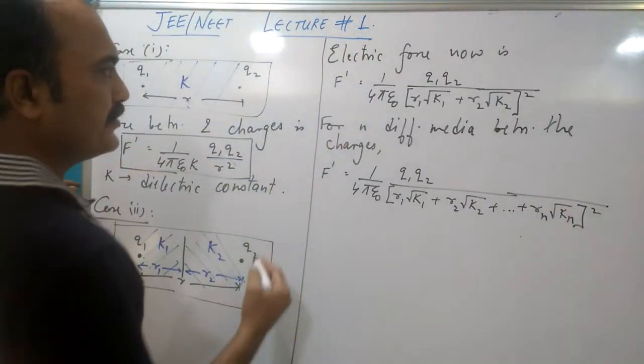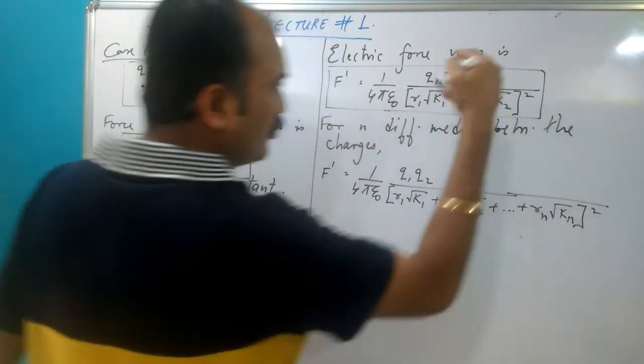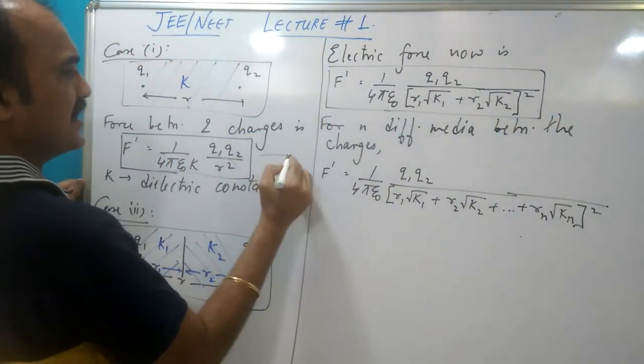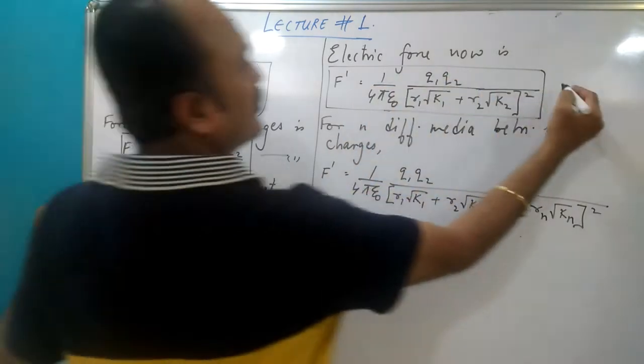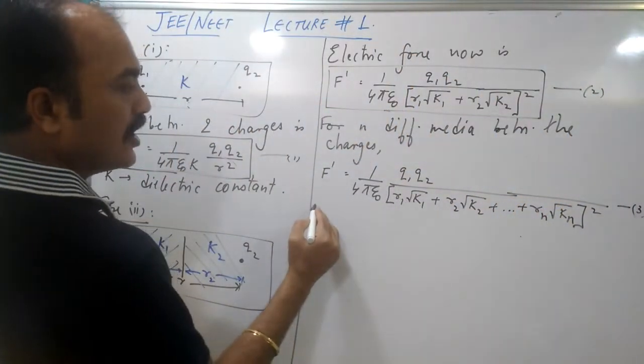As an assignment, I want you to use this formula. This is, let us say, equation number 1. This is equation number 2. And this is equation number 3.